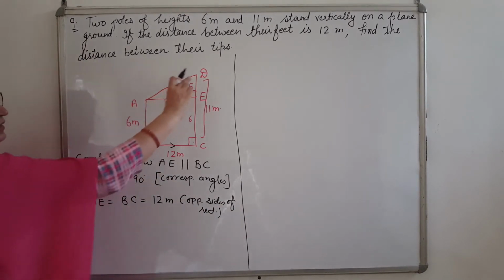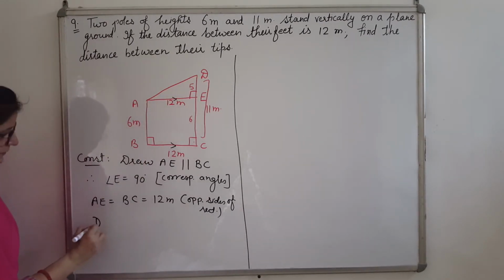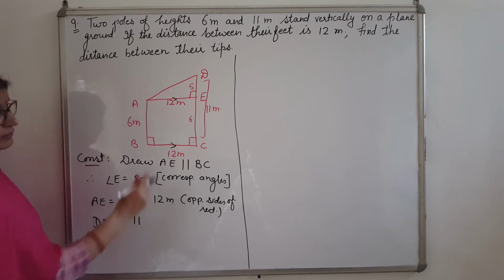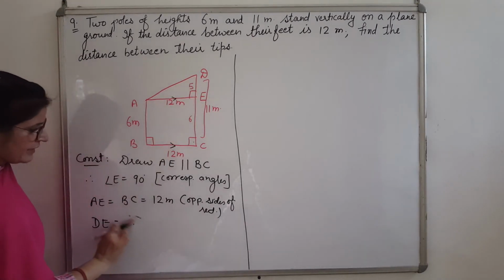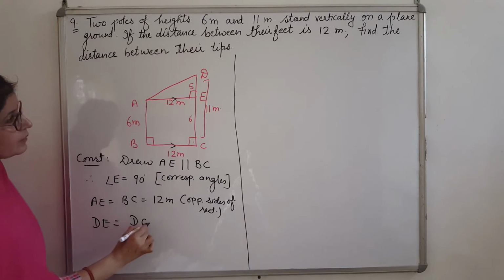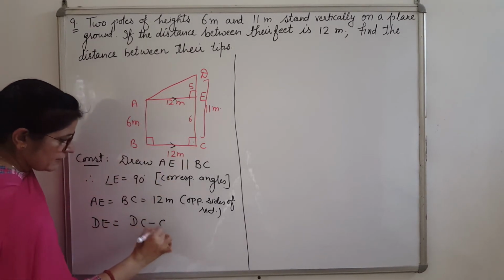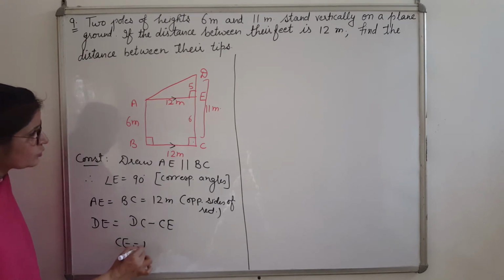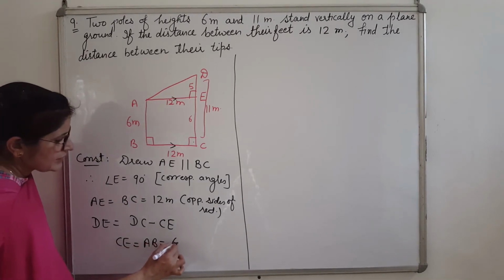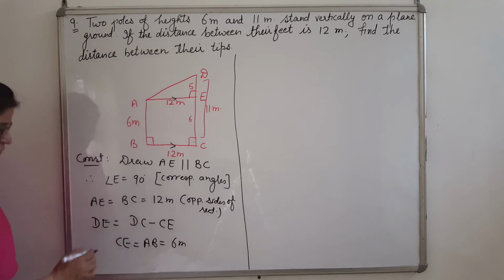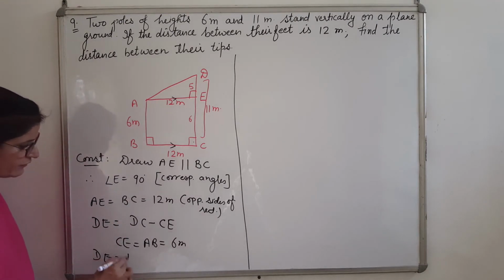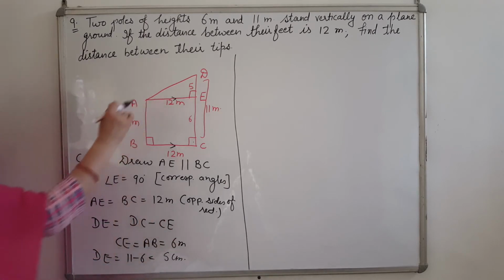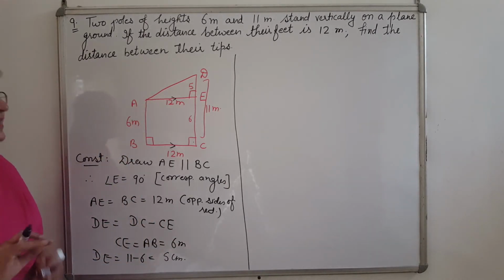Secondly, what is DE? DE is equal to 11, or you can write it like this, DC minus CE. Now what is CE? CE is equal to AB, which is 6 meters, same reason here. So DE equals 11 minus 6, 5 centimeter. First of all, like this you have to find the sides.